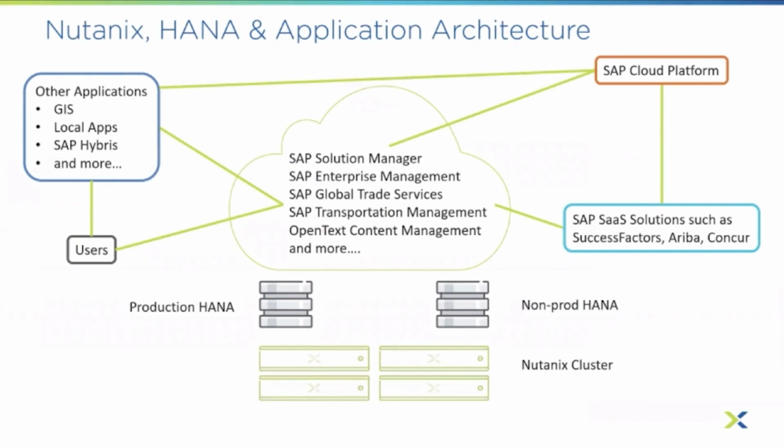And this is the landscape architecture of that customer, their proposed S4 implementation. As you can see, the production HANA, non-production HANA, and S4 are running along with a bunch of applications on premises on a Nutanix cluster. But they're also connected to a bunch of other SaaS applications from SAP, running on SAP Cloud Platform, as well as Ariba, Concur, and some of the other ones that are out there on other public clouds. So this is a true hybrid cloud kind of deployment that they were able to accomplish using Nutanix.